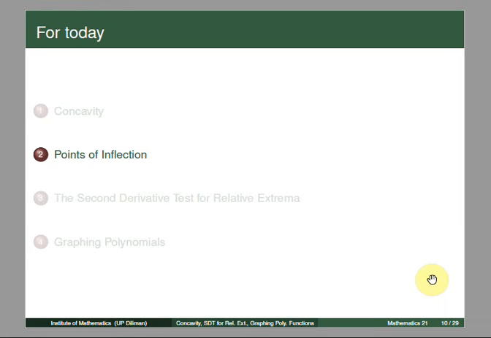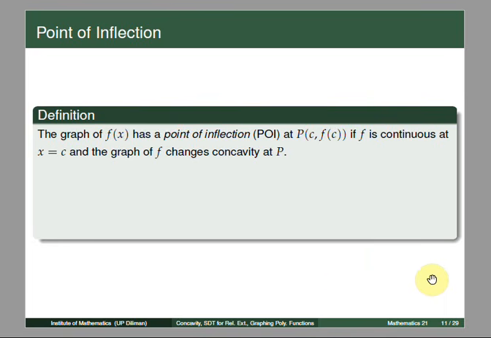We start with the definition of points of inflection, which are points where the concavity of the function changes. Formally, we say that the graph of f has a point of inflection, or POI, at the point P with coordinates (c, f(c)) if f is continuous at x equals c and the graph of f changes concavity at P. Take note that to be a point of inflection, f must be continuous first at that point.